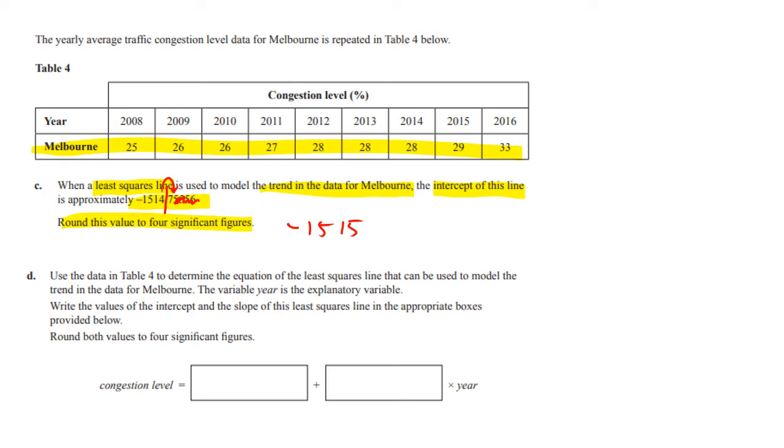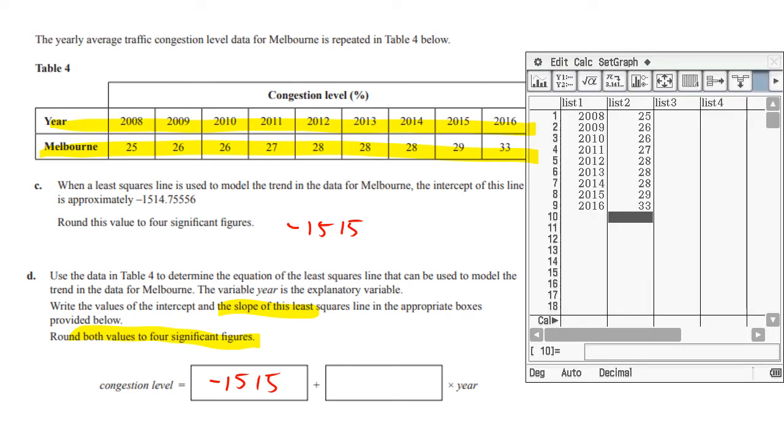Now, interestingly enough, in the next question, we need to actually put that value in, and it just goes straight in here, minus 1515, because it does actually say we're going to round to 4 significant figures. So we've already got the y-intercept, and now we just need to find the slope of that. Now the best way to do that is to start hitting the calculator on this. So we take all that Melbourne data. I'm going to put that into my calculator. I've got my year. That's going to be list 1, list 2 kind of situation.